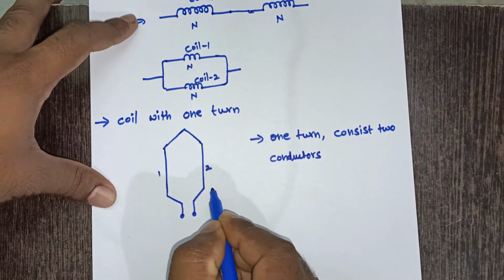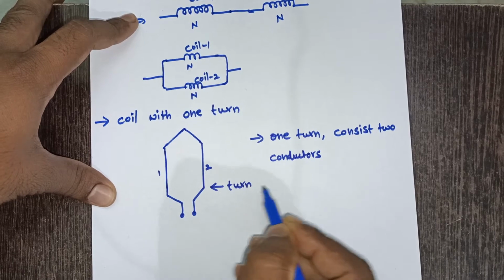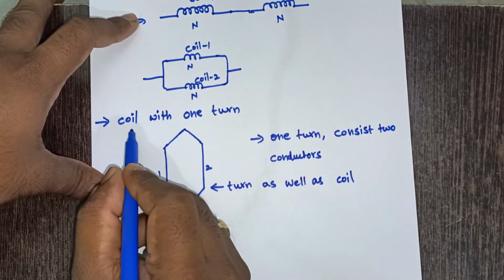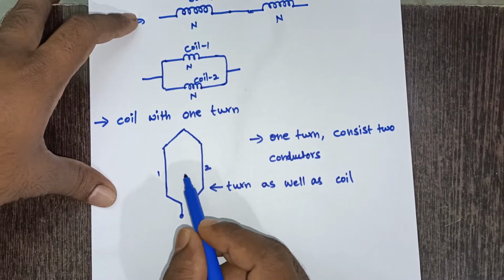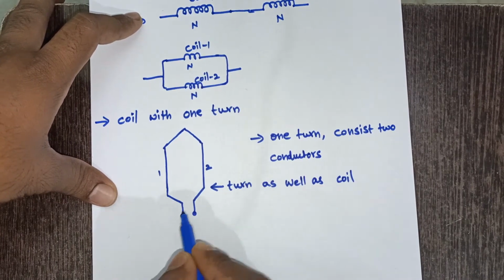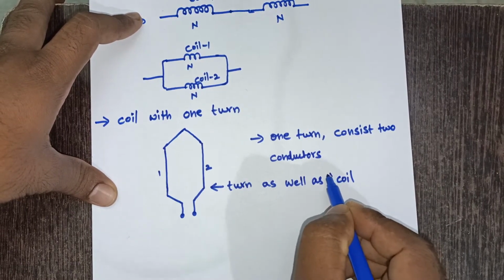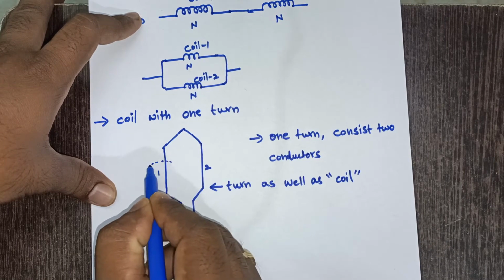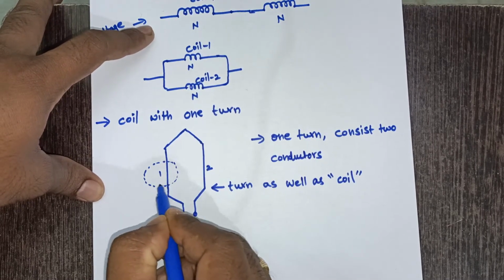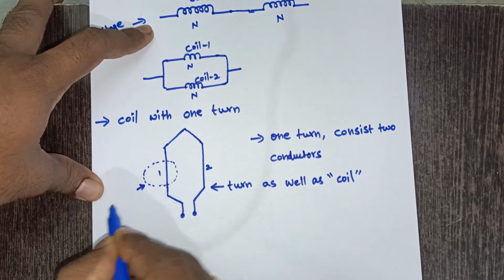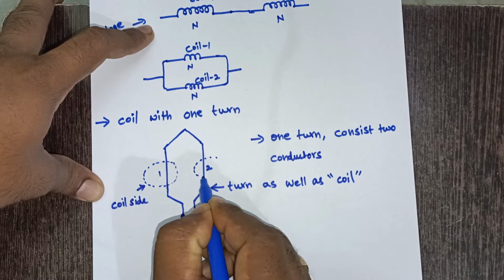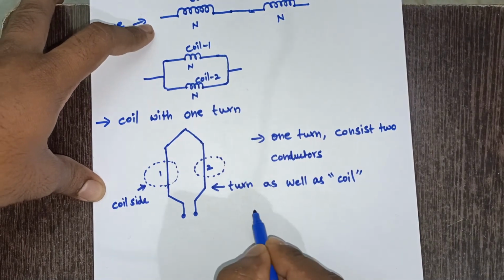Now we can call it as a turn as well as a coil. Why? Because first we are designing a coil with 1 turn. So if you want to design a coil with only 1 turn, it consists of only 2 conductors, right? Therefore, this turn we can call as a coil. If I am calling this as a coil, this set of conductors, here it is having only one conductor, and if a coil is having more number of turns, we will be getting more number of conductors here. So this set of conductors we can call a coil side. This is one coil side. This is another coil side. So therefore I can say each coil consists of two coil sides.